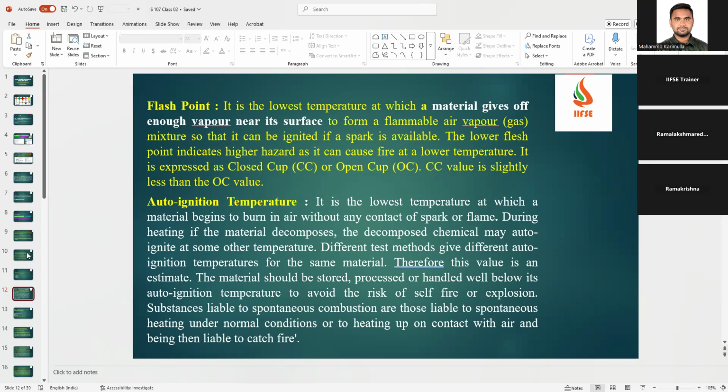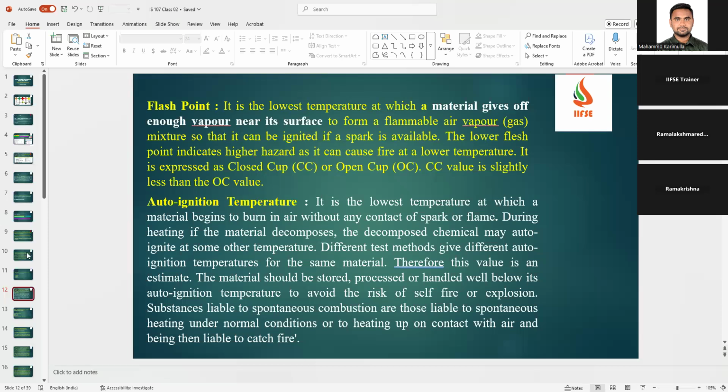So when I say auto ignition, again it is the lowest temperature at which a material begins to burn in air without any contact of spark or flame. Here you need not have any external temperature, external heat or external agent. Because of the temperature in the atmosphere itself, it is able to ignite the material.